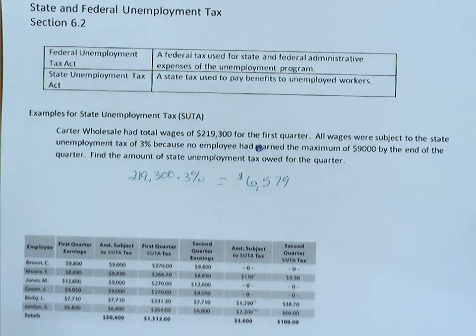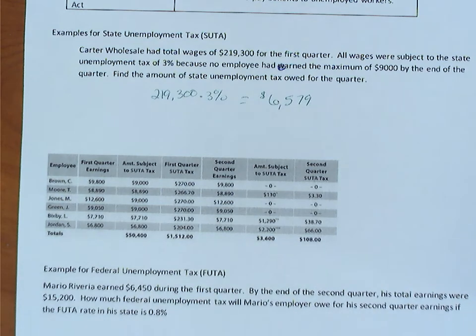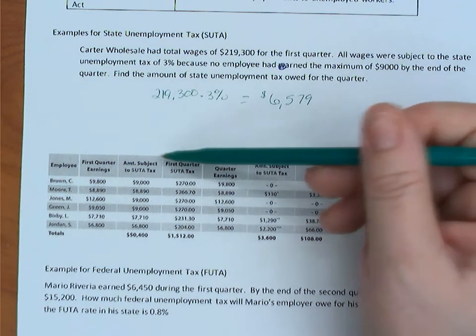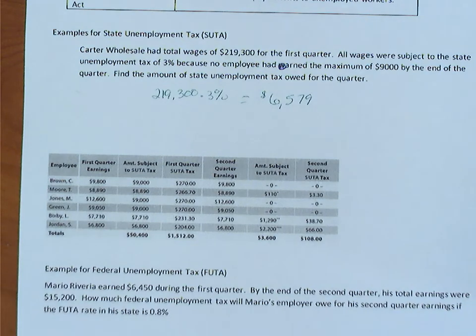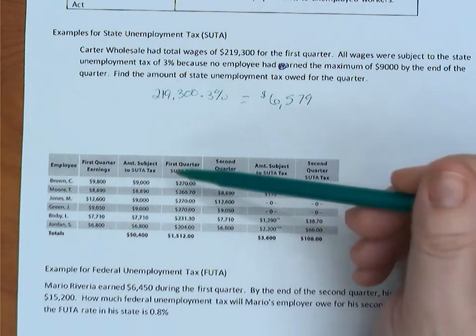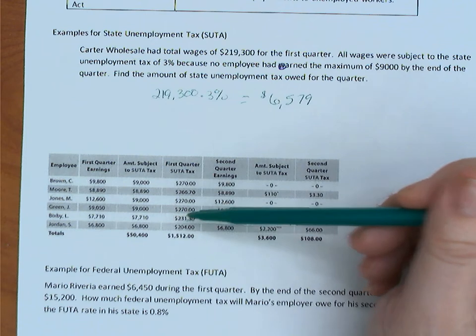Now I want you to look at this chart. In the chart, you're going to find the first and second quarter earnings of Madison Trucking Company. So here's your first quarter earnings, and here's your second quarter earnings. They have 6 employees, and the state unemployment tax owed for each of the employees at the end of each quarter is also shown. Once each employee's earnings reach $9,000, the employer stops paying.